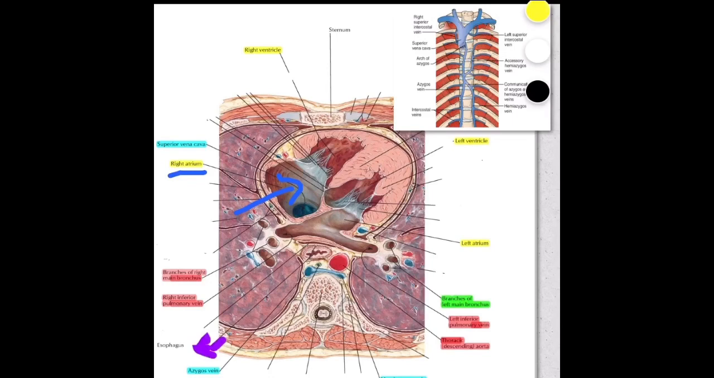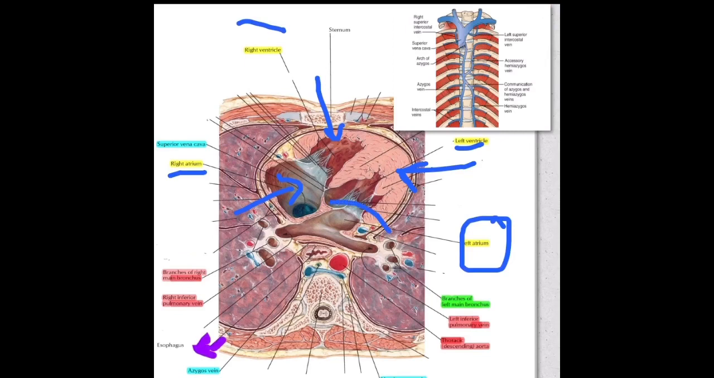Then here we have the right ventricle, and this very muscular structure is the left ventricle. Now an important thing is that the left atrium is the posterior most chamber of the heart. Right, it's placed posteriorly.